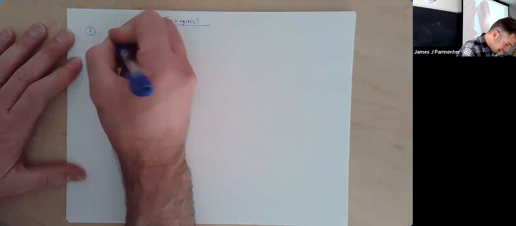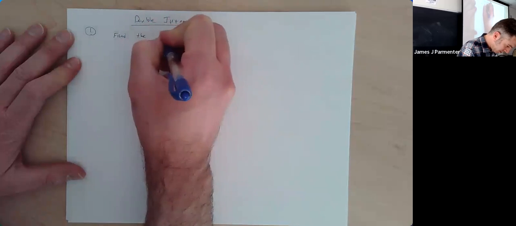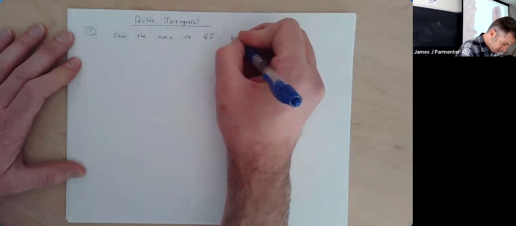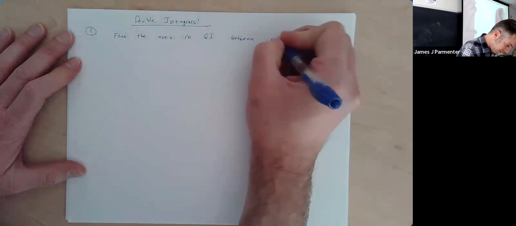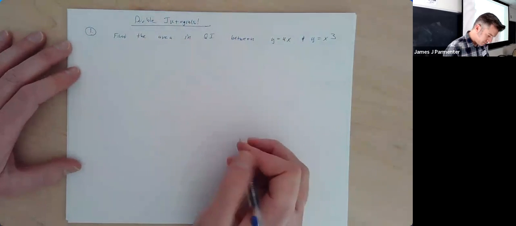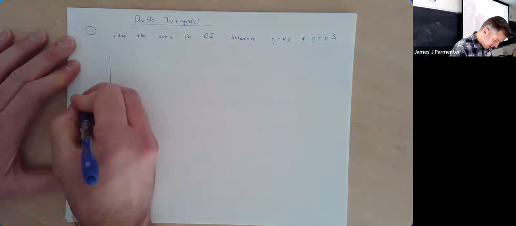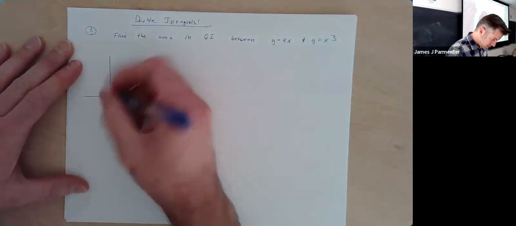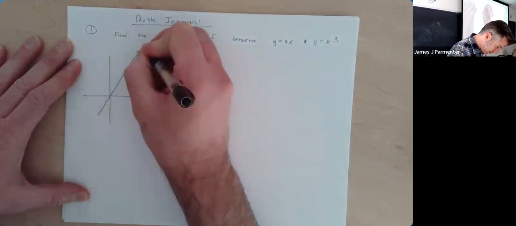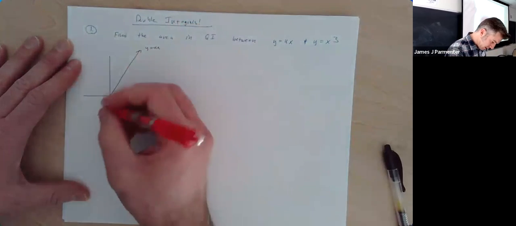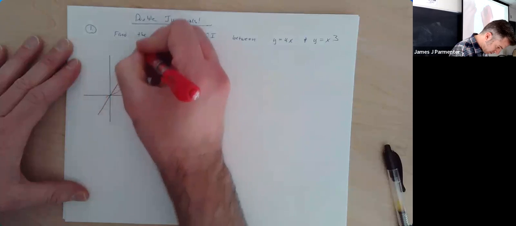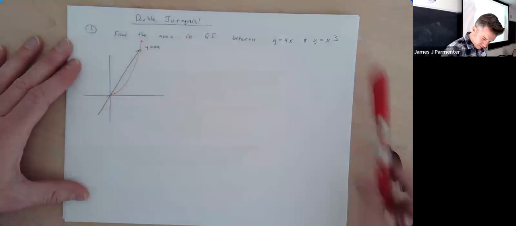So let's say we want to find the area in quadrant 1 that's between the 2 curves, y equal to 4x and y equal to x cubed. And I'll just draw it kind of okay-ish here. Here's y equal to 4x. Y equal to x cubed. I don't care what's going on in other quadrants, so I'm not going to try and draw it nicely there. Oh man, I could have drawn it better there.